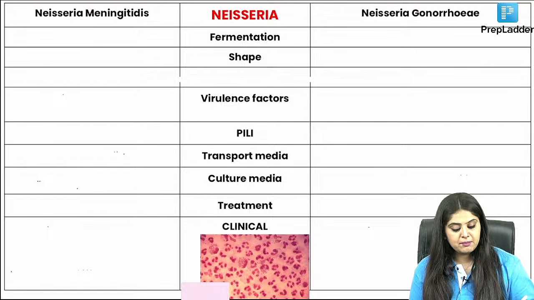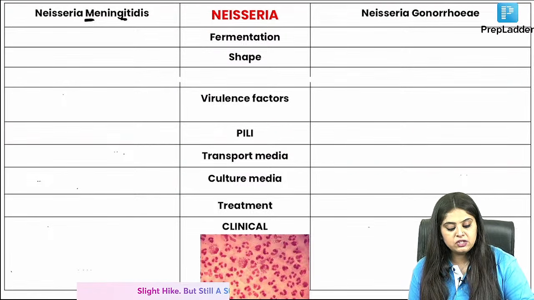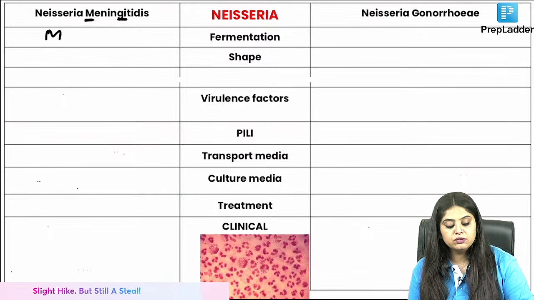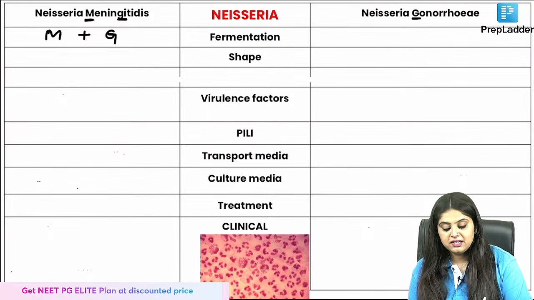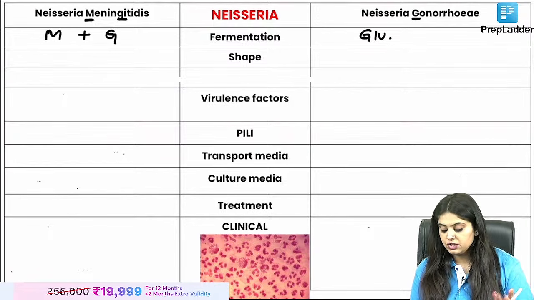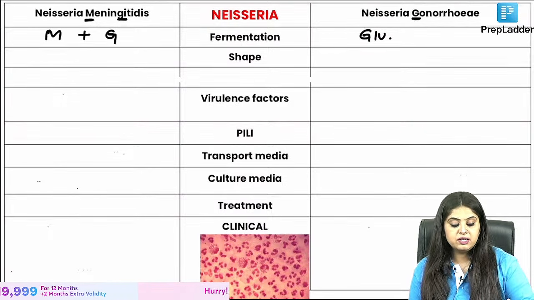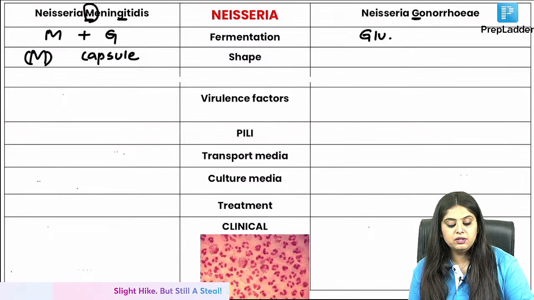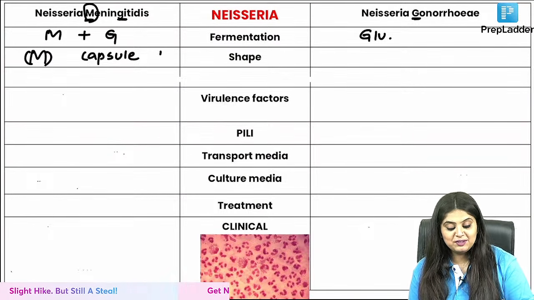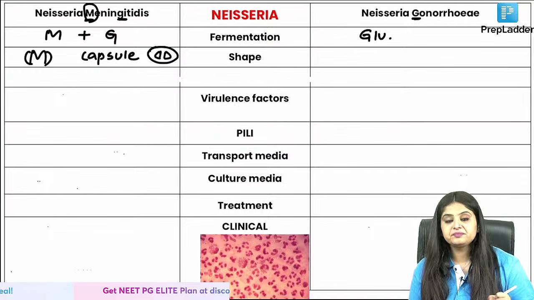Coming back, Neisseria meningitis has M and G, so it will show you maltose fermentation also and glucose fermentation also. Neisseria gonorrhea only has G, so it will only show you glucose fermentation. Easy याद हो गया. दोनों का shape, मैम meningitis M की तरह, तो M से हमने capsule बना दिया. It is going to look like a capsule. Sorry, we'll make a lens and a capsule around it. We've made a lens and a capsule.